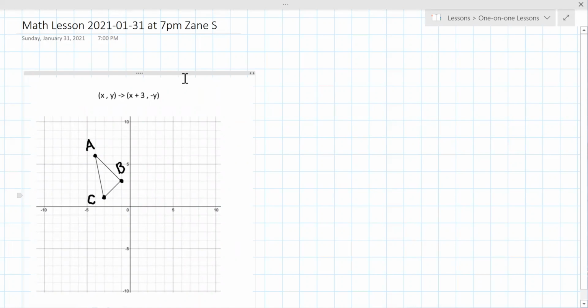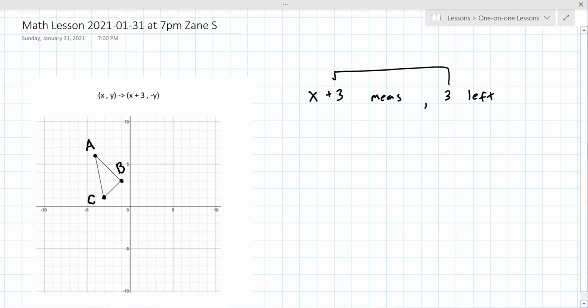Okay. So we have to figure out what x plus 3 means, and unless there's something unusual, it means 3 left. This plus 3, it's the opposite of what you would think it would be. So one way to do this is to literally move the points. The other option is to make a table.